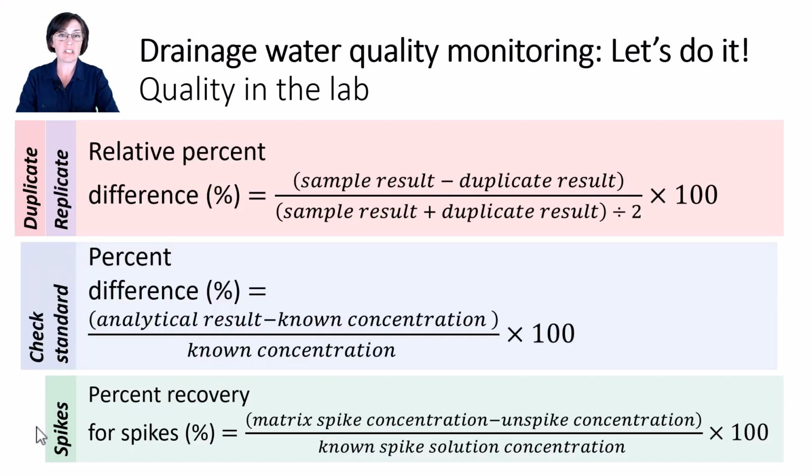The calculation for spikes is to calculate a percent recovery. That is the analyzed concentration of the spike sample minus the concentration of the unspiked sample, and then divide that by the concentration of your spiking solution, all times 100%. You want the resulting values or resulting recoveries to be close to 100%, for example, 100% plus or minus 10%.